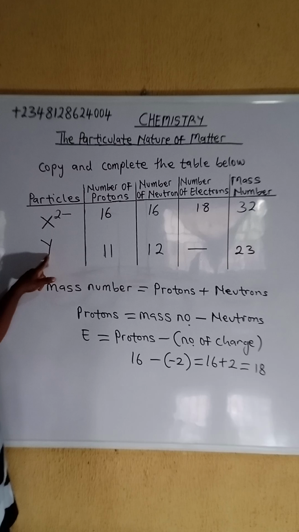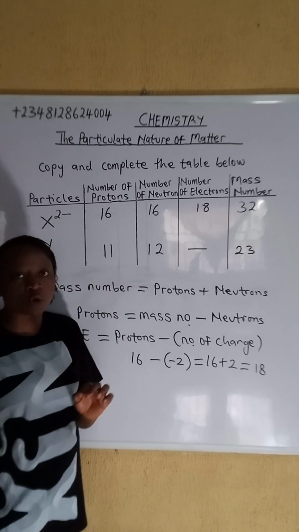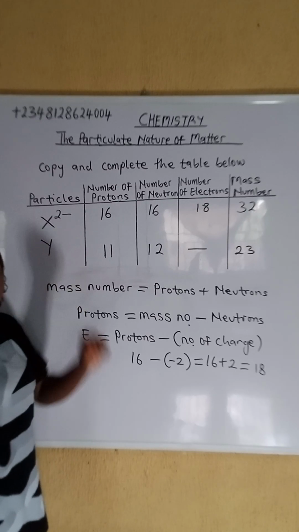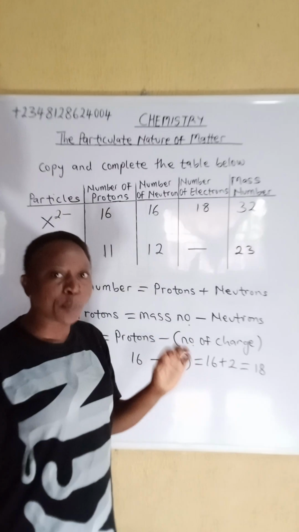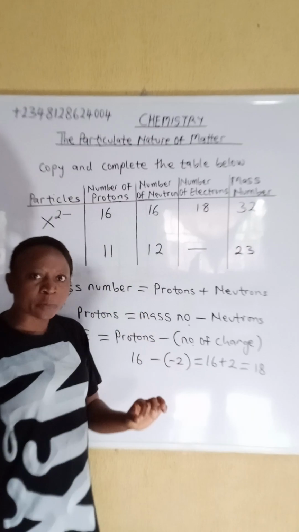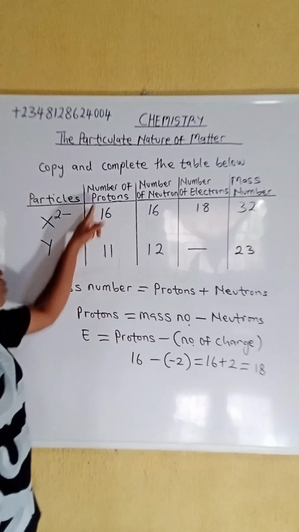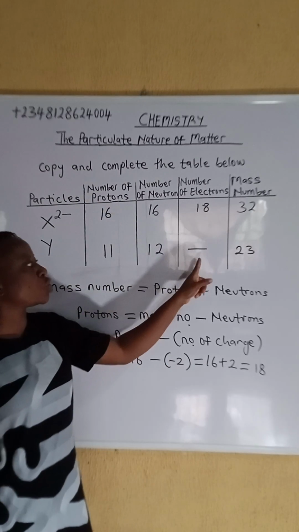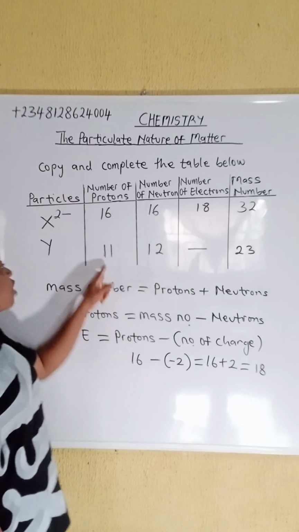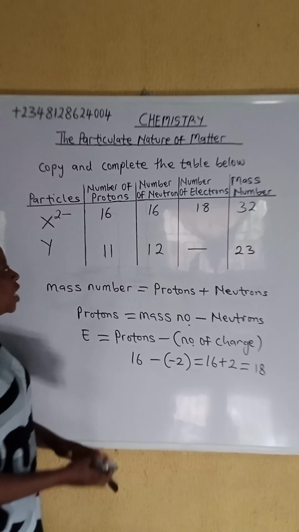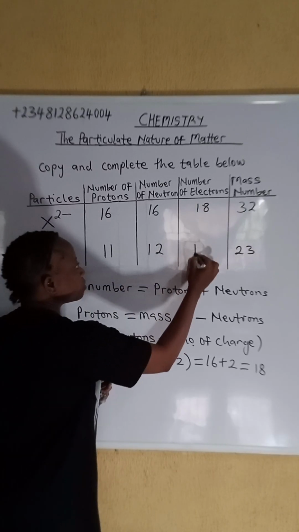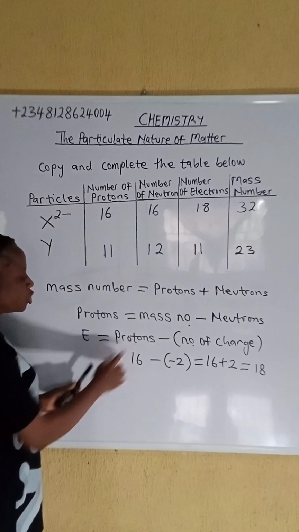Then this particle Y is a neutral atom. Y is a neutral atom because it has no charge. It carries neither negative nor positive charge. So it is a neutral atom. For any neutral atom, the number of protons is always equal to the number of electrons. So the number of electron will be equal to what? Equal to 11.